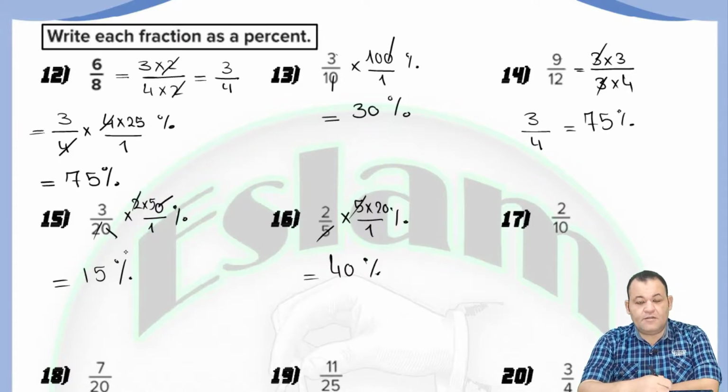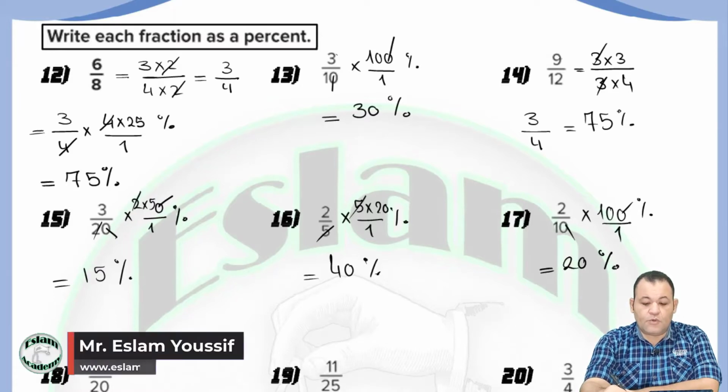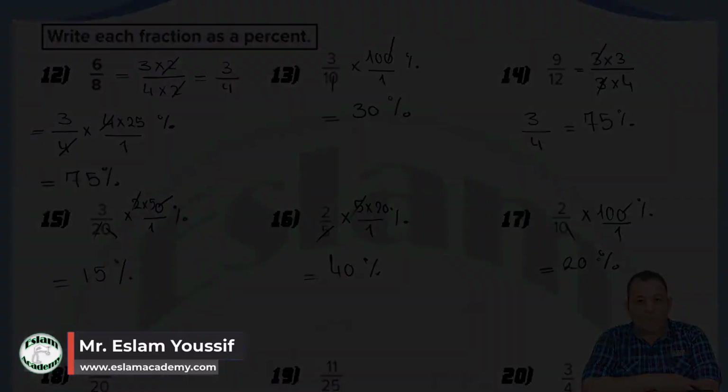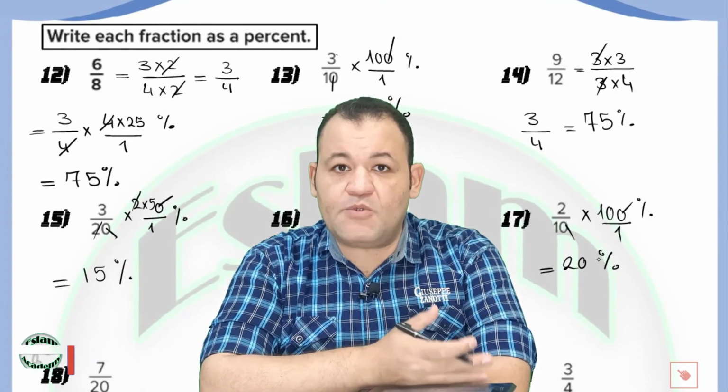2 over 10. We just need to multiply it by 100%. So it will be 100 over 1. We can cancel out 0 and 0. So it will be equal to 2 times 10, which equals 20 over 1, which is equal to 20%. And that's how we can convert from the fraction to the percent and from the percent to the fraction.